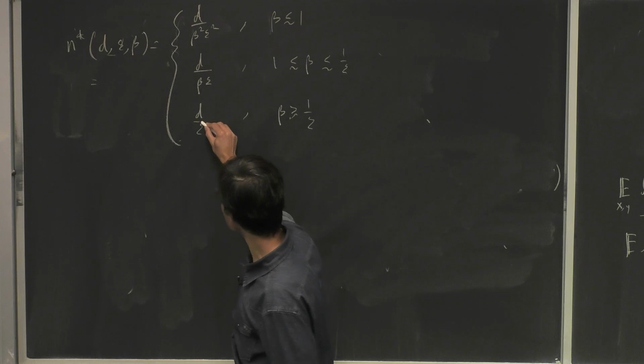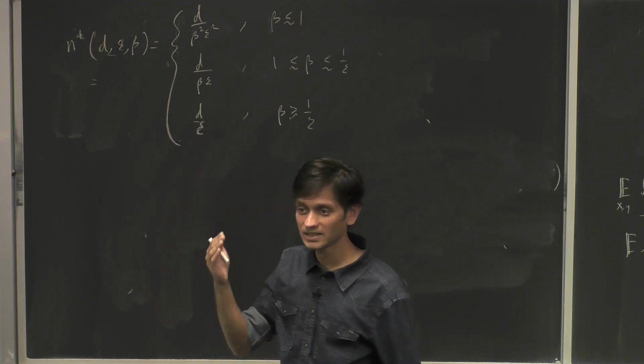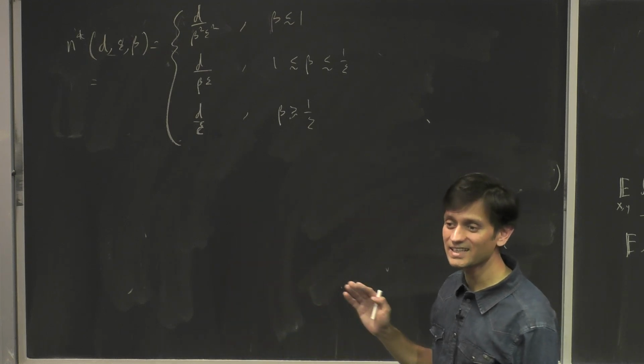And for this part, I told you that for the case of half spaces, we had this d over epsilon lower bound. So we can extend that argument.